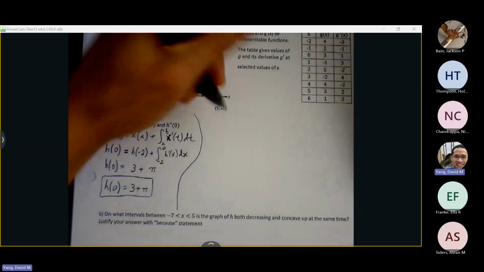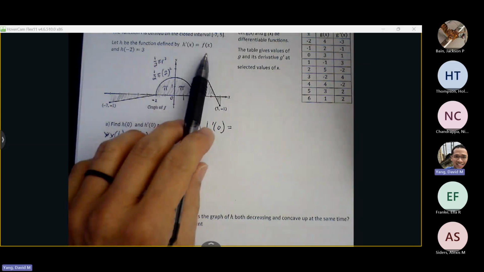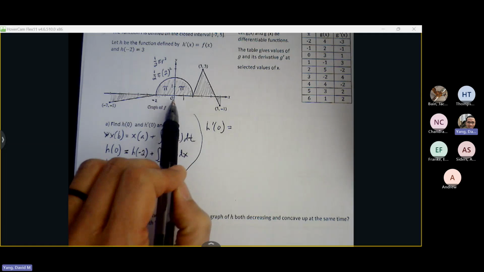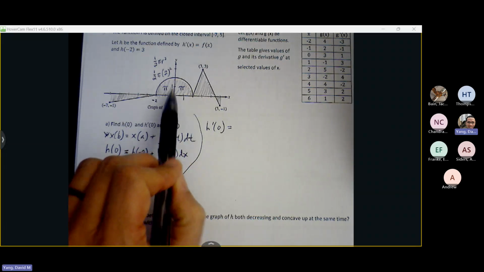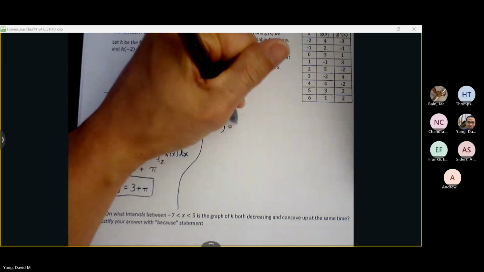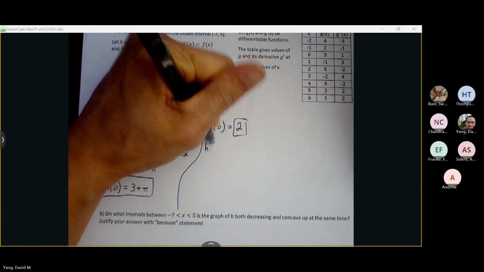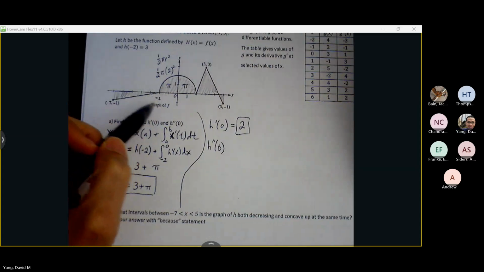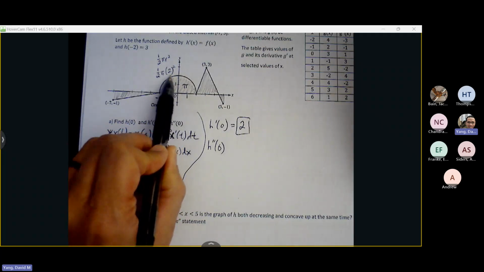Next up, h prime of 0. H prime is the f graph, right? So this is the h prime graph. H prime of 0 is the ordered pair up here at 1. Sorry, 2. H double prime of 0 is asking for the slope of this graph at 0. At 0, that's the hill of this graph, so it's the slope of 0.